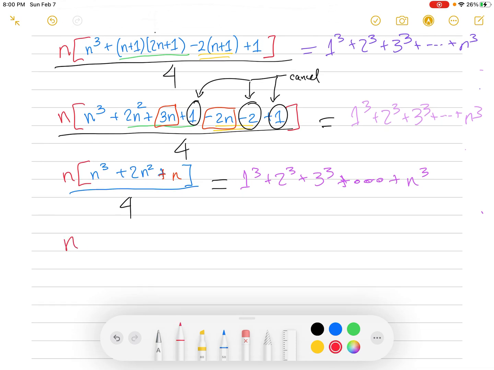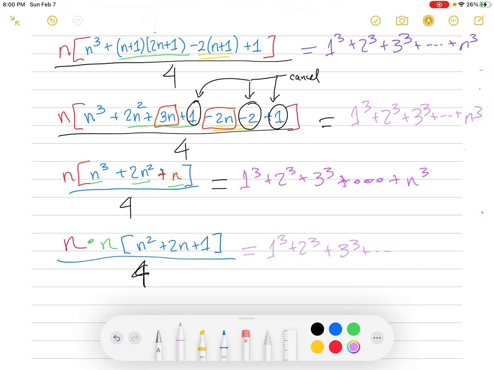Okay, so I already have an n factored out, but notice also here, each of these terms, n cubed, 2n squared, and n, all have an n in common. So we're going to factor an n out of those, and we're going to be left with n squared plus 2n plus 1, and that's all over 4. That's a 4 right there. And that's all equal to 1 cubed plus 2 cubed plus 3 cubed plus n cubed.